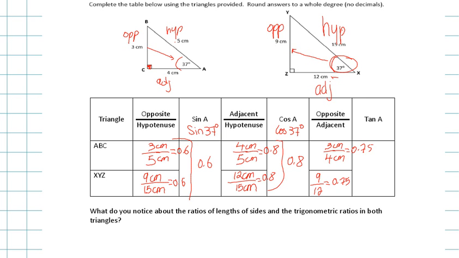And if I do tan 37, what do I get? 0.75. Yes, I do.